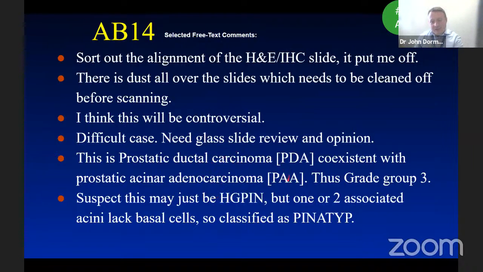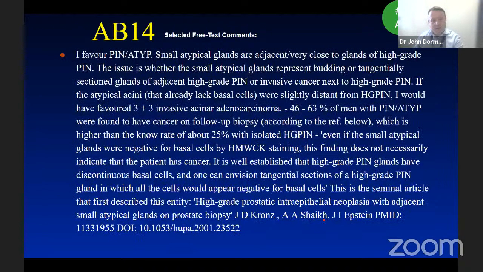Someone talked about PDA versus PAA, unless it will be grade group 3, which is an interesting thought. And high-grade PIN with two associated glands that lack basal cells, and therefore classified as PIN atyp. This was someone who's done a lot of work to type this comment in, so thank you for that. It really puts in a nutshell what this case was put in for, pointing out that in cases with PIN atyp, there is a high rate of cancer on re-biopsy, or they could have other malignant appearances such as on an MRI, etc. And it references a nice paper down there as well.